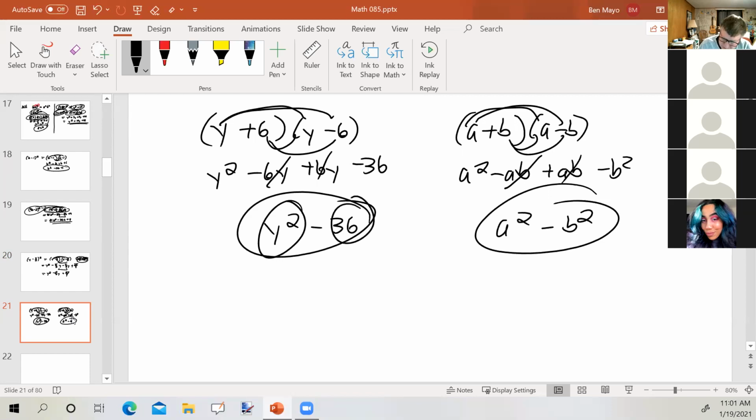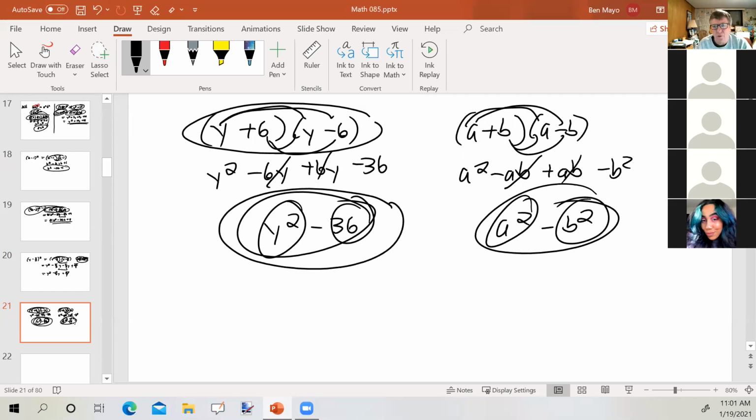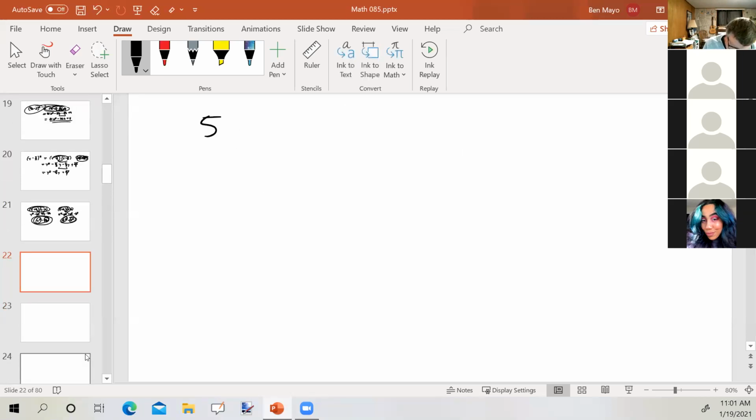That's a square and that's a square. That's a square and that's a square. So when we multiply together a conjugate pair, what we get as an answer is the difference of two squares. Okay. Let's take a look at more examples there.